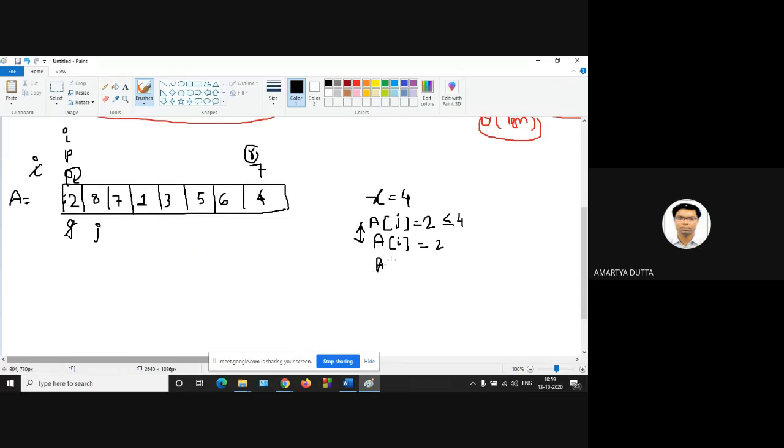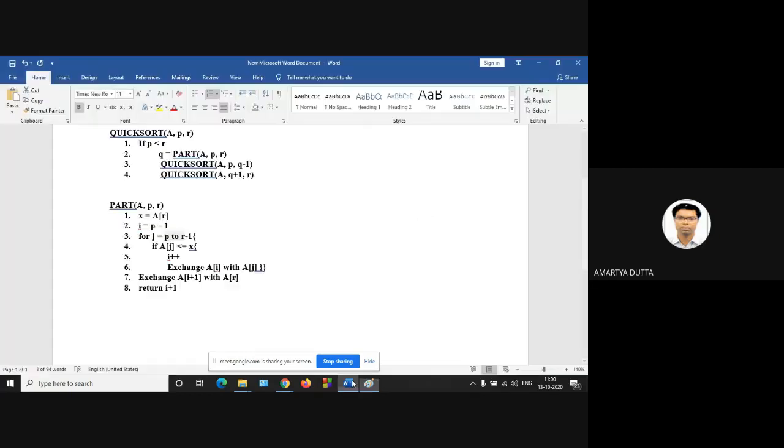So aj, what will be the value of aj now? 8. So 8 is less than or equal to 4? No, sir. So this condition is false. Number 4, aj is less than or equal to x. This is false. So what should we do?